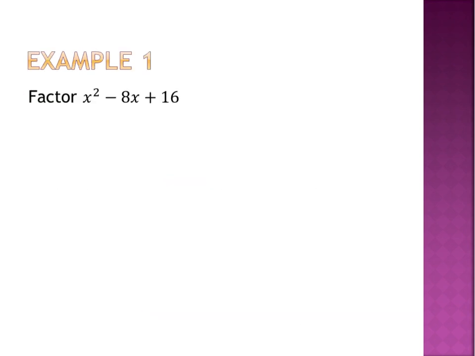So for example 1, it says to factor, and the very first thing I do is look to see if there's a common factor. 1, 8, and 16 do not have anything in common. So the next thing I look at is whether my first and last terms are perfect squares. If I take the square root of x squared, that does give me x, and the square root of 16 does give me 4. So these are perfect squares.